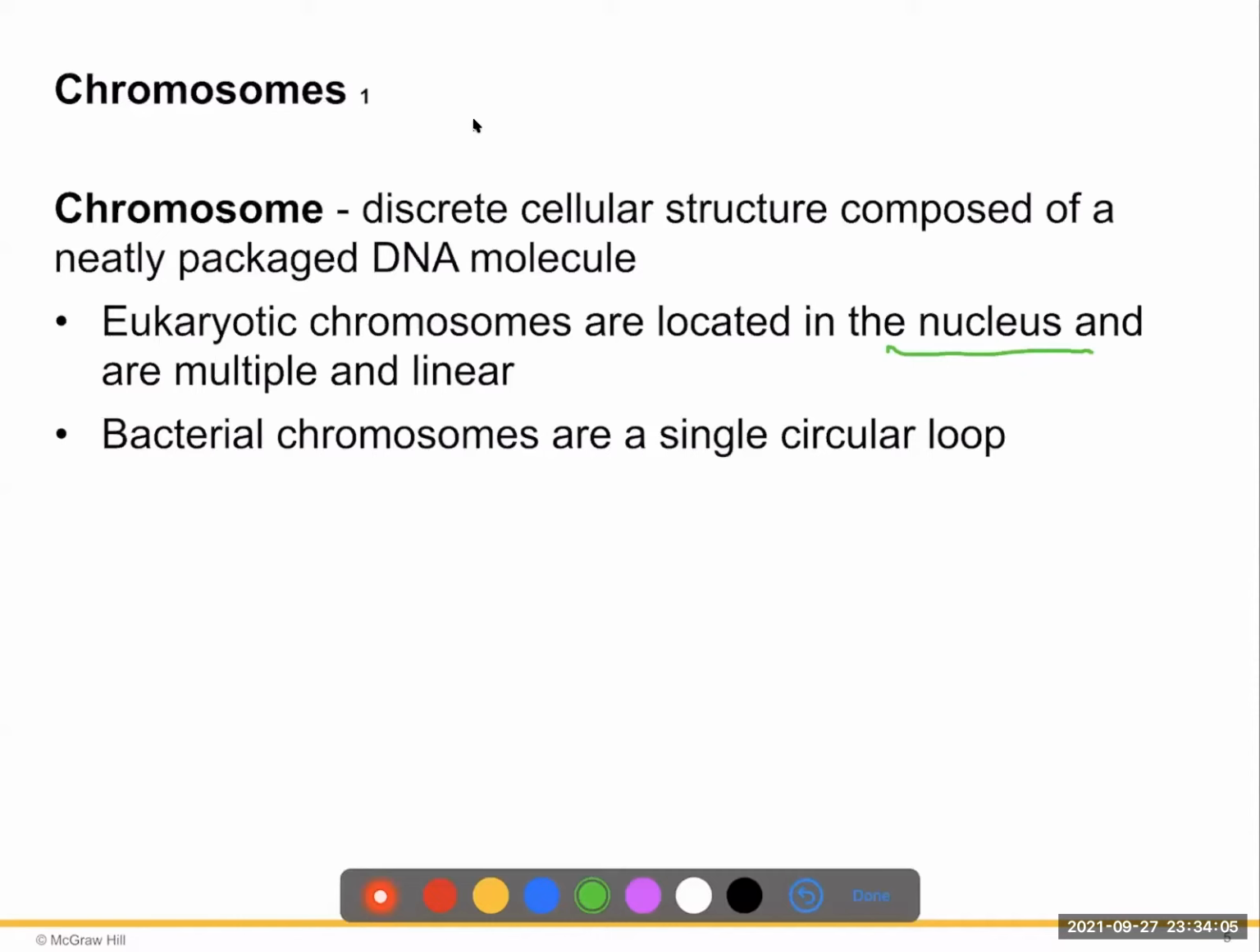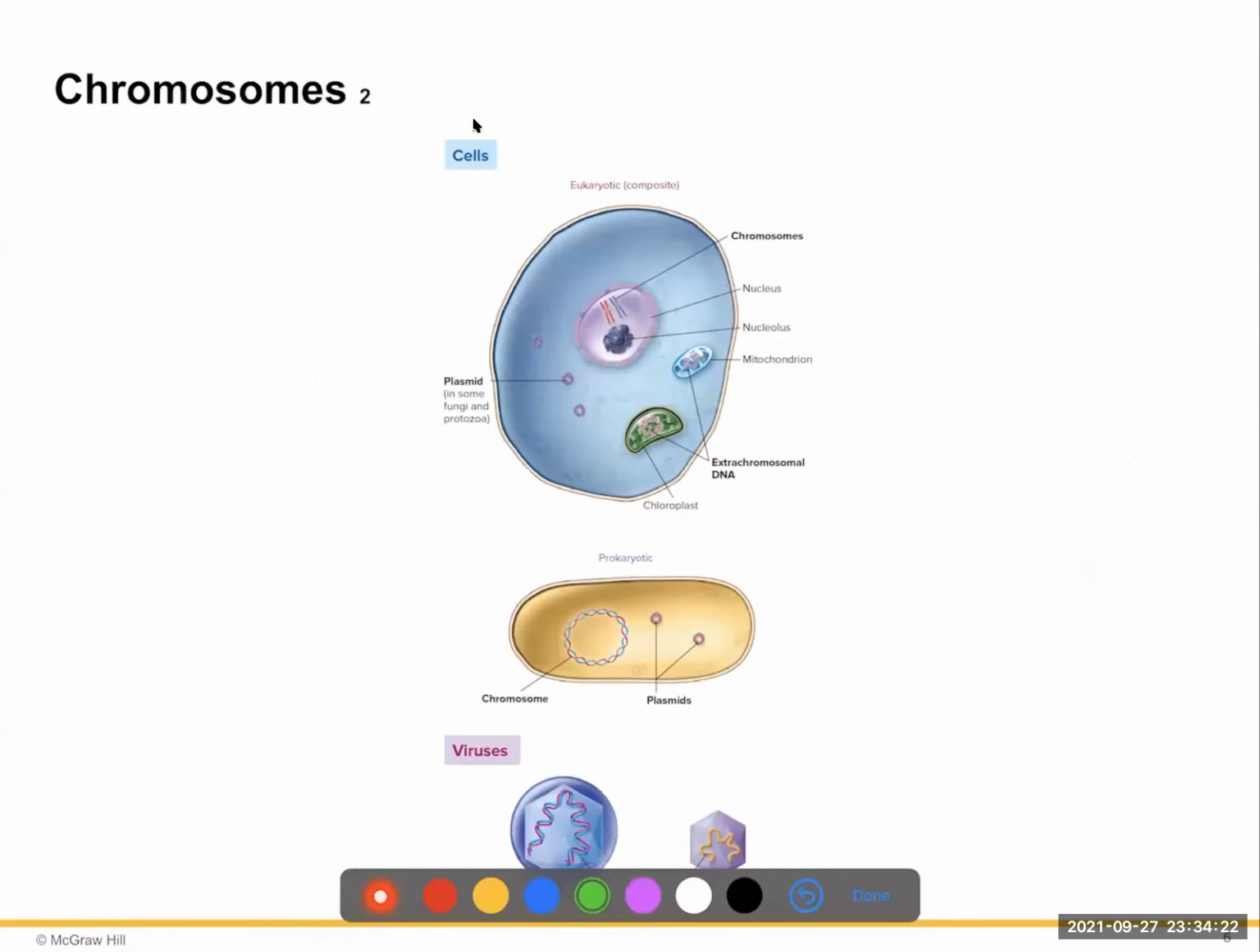Bacterial chromosomes are usually a single circular loop. Remember, eukaryotic chromosomes are a DNA double helix bound together. It's like a ladder, with that ladder twisted around and hydrogen bonds holding it together. In bacteria, it's usually just a single loop of DNA. In eukaryotic cells, you can see the chromosomes inside the nucleus. There's your chromosome, there's your nucleus. Remember, the nucleus is just the darker spot there. That's not your chromosome, it's not your DNA.